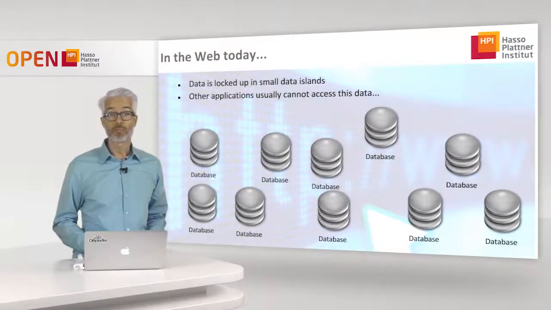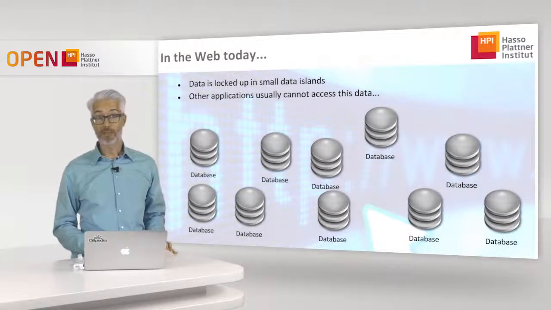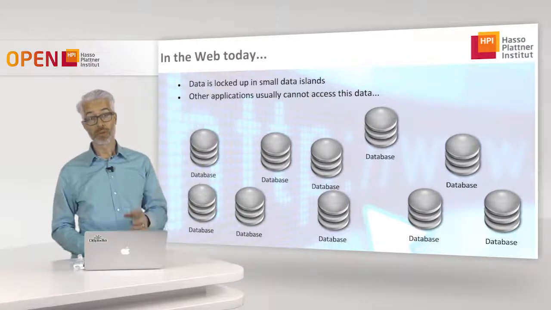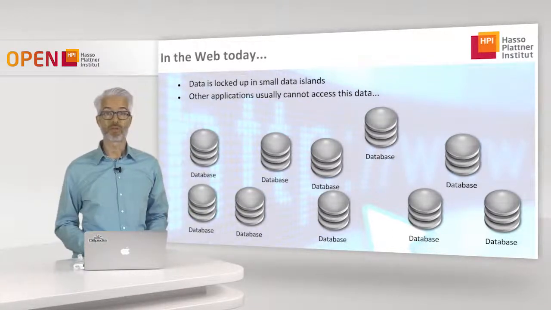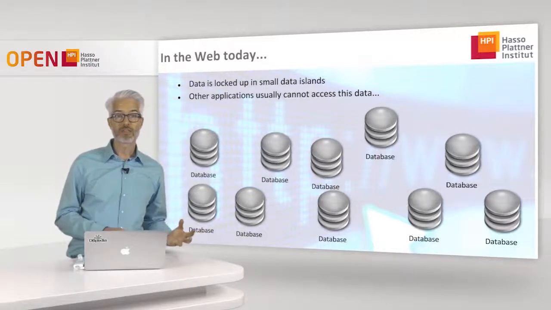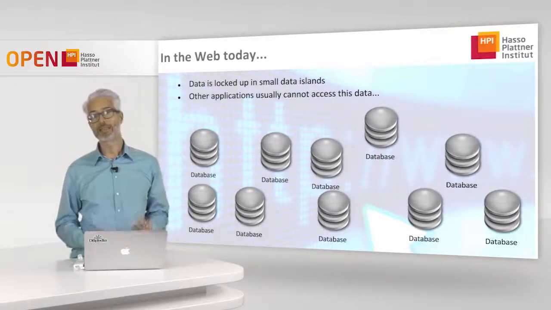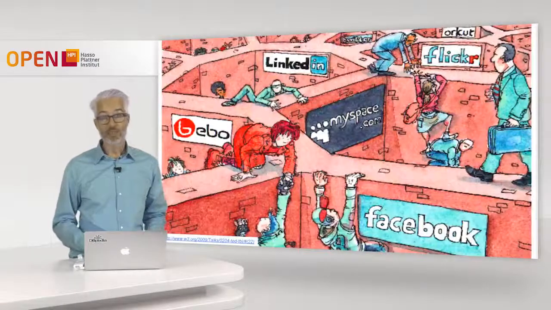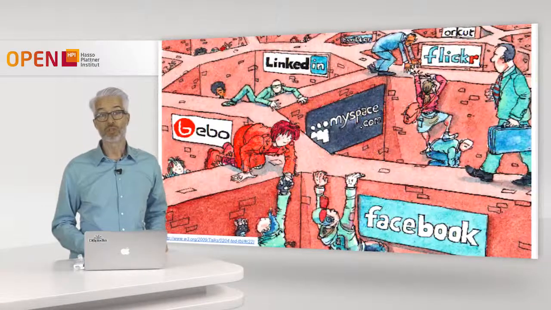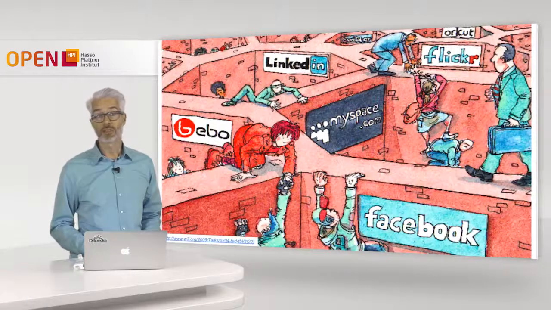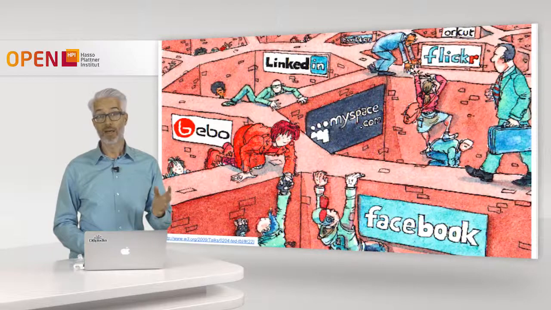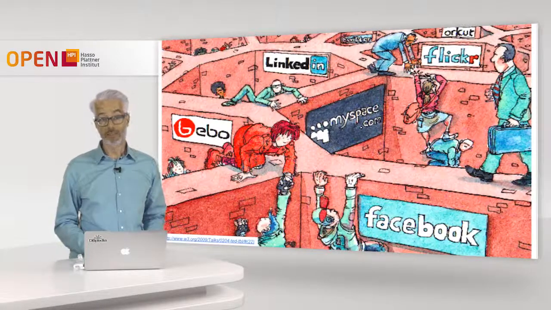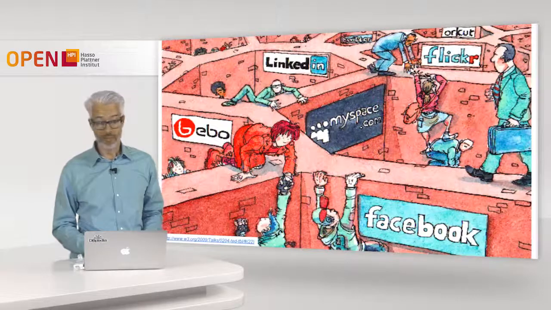So if we look at the web today, the data is locked up in so-called small data islands, which are provided by several distributed databases which belong to certain applications, service providers and data providers. And the problem is other applications usually cannot access this data. So between all these information providers, there are huge walls that you have to climb to get to their data. There is no general path or way that you can access all of them, because the APIs are all different.